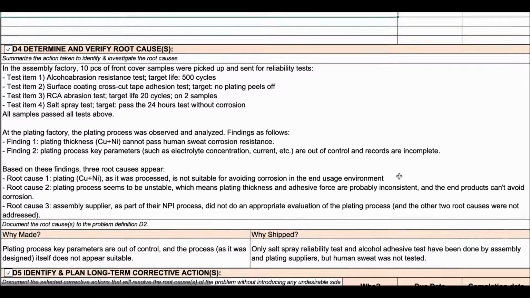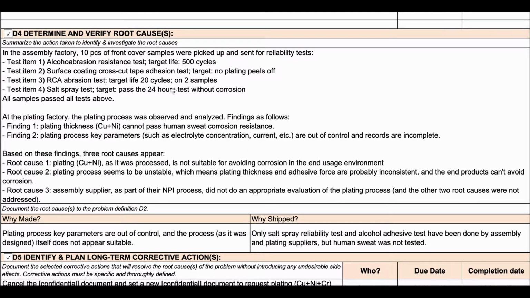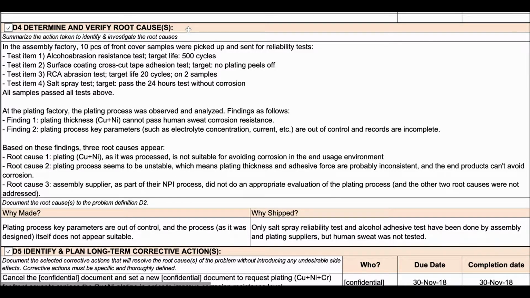After that, you step back and you think, what is the root cause, or what are the root causes? So summarize the thinking. Pick up some samples, send them for reliability testing. All of them pass the test. So it might not be a problem of the design and the way it's made. Maybe it's a problem of inconsistency in the process, or maybe it's the wrong process.